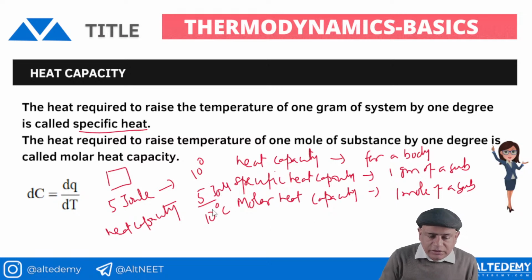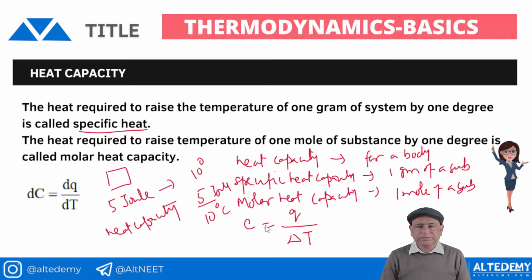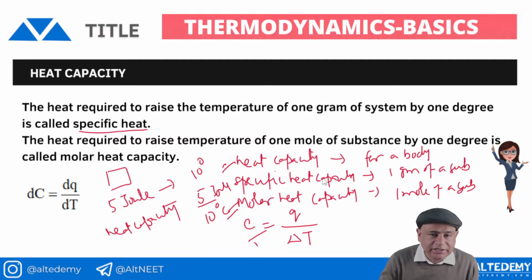So in the numerator what are we writing? Q. In the denominator what are we writing? Delta T. This we call heat capacity, C. Heat capacity C is equal to Q by delta T. This is for understanding, it is okay. Normally we use molar heat capacity, for 1 mole of substance. And the formula given is Q by delta T, the amount of heat over the change in temperature.